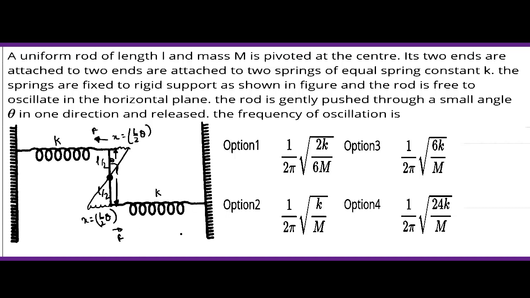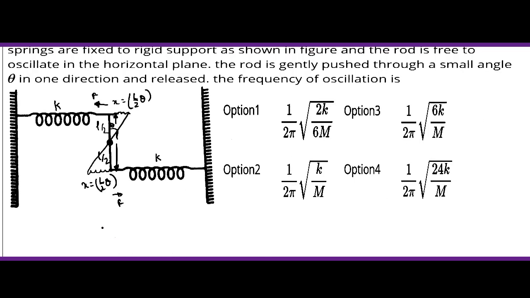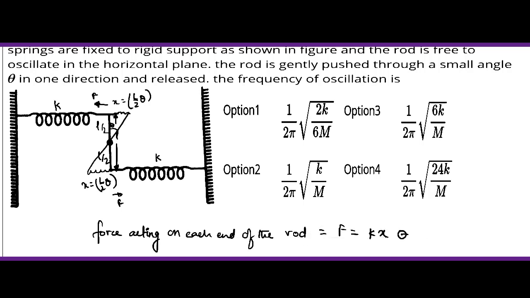So the force acting on each end of the rod will be F equals Kx, and x is L/2 theta. So it will be K into L/2 times theta, correct?